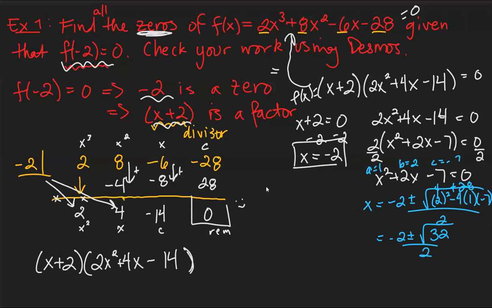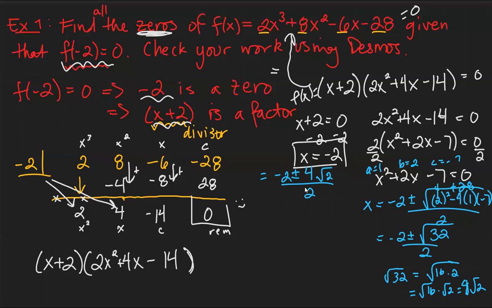I'm running out of room, so I'm going to keep going over here. Negative 2 plus or minus, can I simplify this rad 32? Yes. Rad 32 is equal to the square root of 16 times 2. Remember, think about your perfect squares. What's the biggest perfect square that I can divide into? That way I can have an easier time simplifying. So that is the square root of 16 times the square root of 2, which is 4 rad 2. So plus or minus 4 rad 2 over 2.